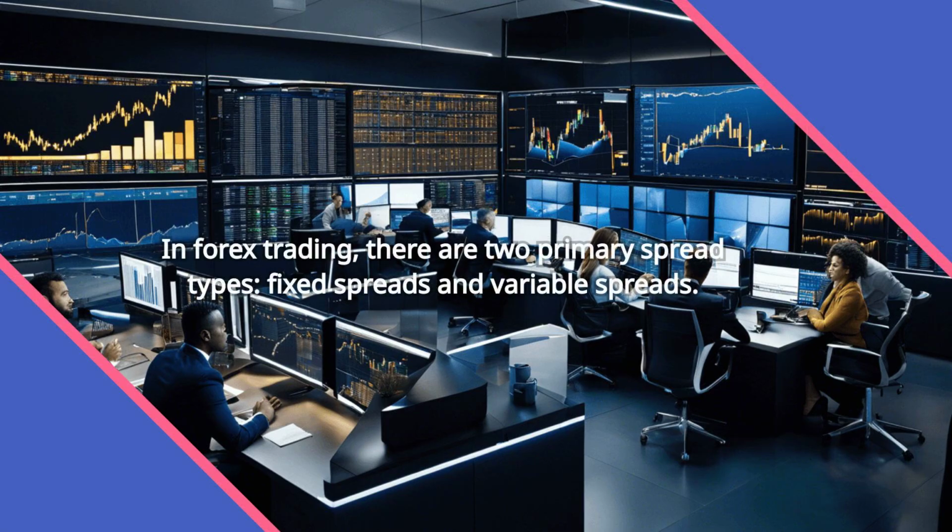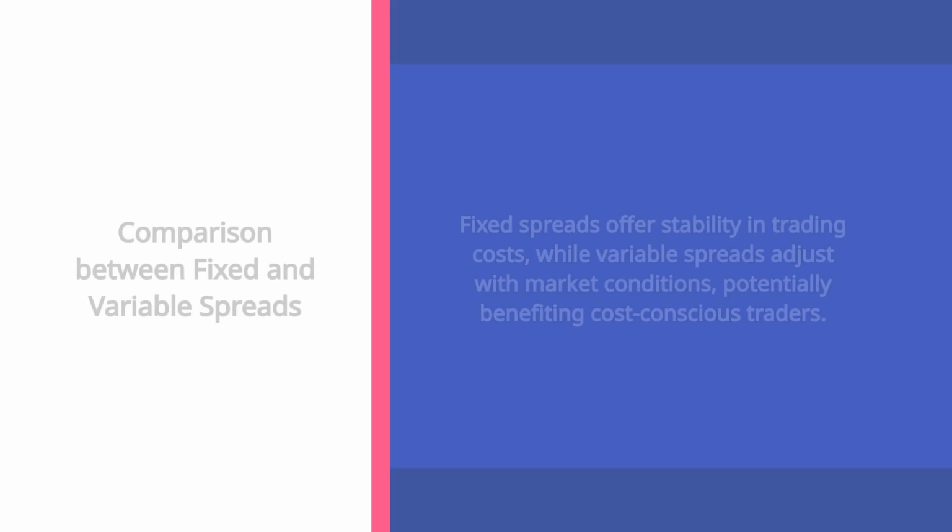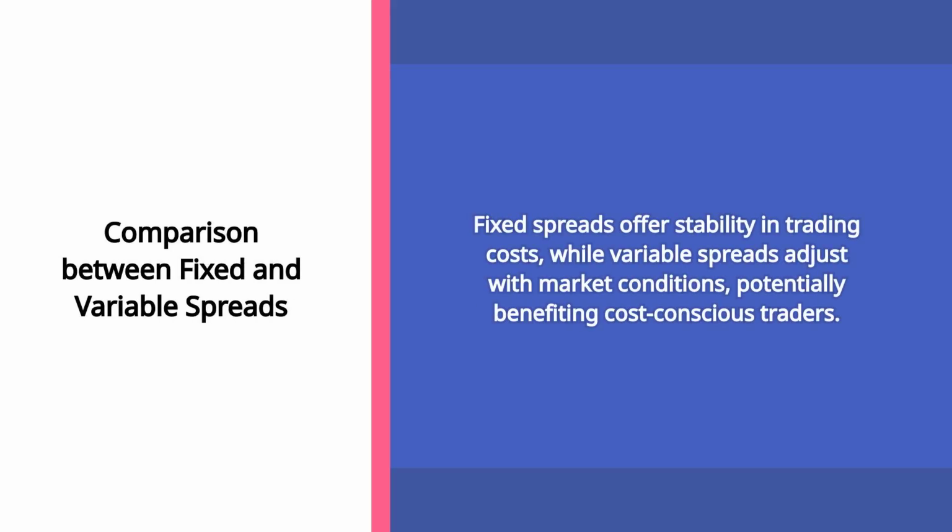In Forex trading, you'll find 2 main spread types: fixed spreads and variable spreads. It's key to know the difference. This helps you make smart choices for your trading style and the market state. Fixed spreads stay the same even if the market goes crazy. They bring stability to your trading costs. But variable spreads change with the market, getting wider in turbulent times. They get tighter when the market is calm. This means they can be better for traders looking to save money.